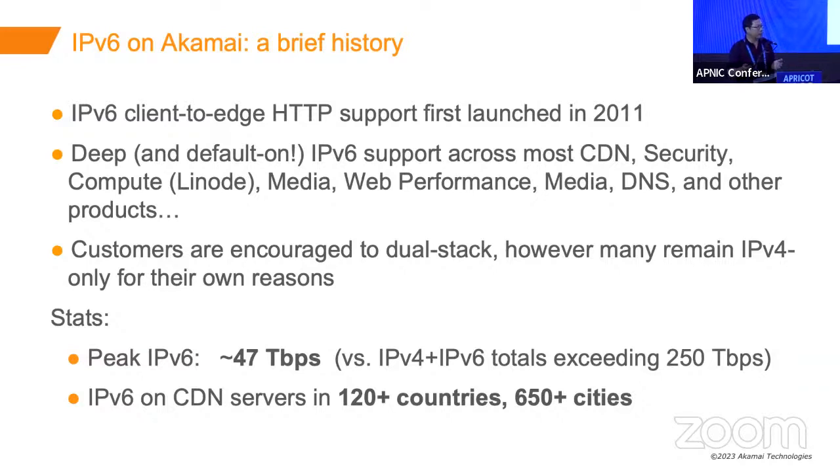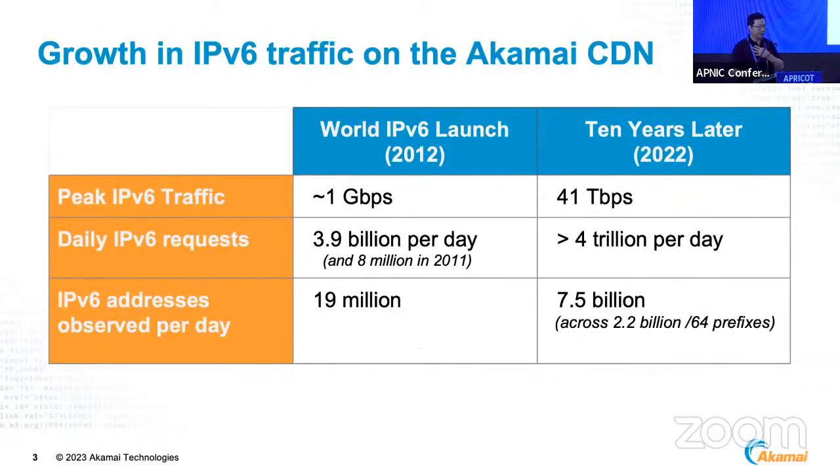And we have IPv6 deployment in over 120 countries and 650 cities. And this is a growth that you can see the trend over the last 10 years. So these are statistics we collected last year. So you see that in 2012, this is the World IPv6 Launch. Of course, we were one of the members at the time. So the peak IPv6 is barely just 1 gig because we only have maybe a handful of 1,000 host names that are V6 enabled.